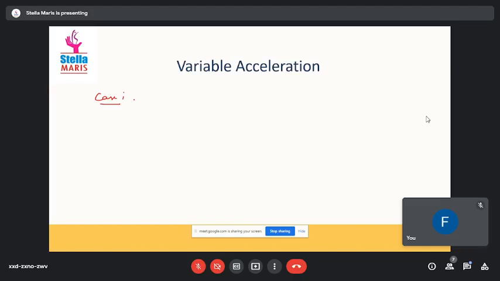What is case 1? Displacement is a function of time, sir. Very good. Displacement is a function of time. That is S is equal to f of t. So if displacement is a function of time, then how do you calculate velocity? By differentiation, sir. Yes, by differentiating the displacement with respect to time.